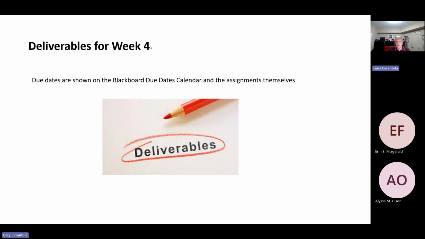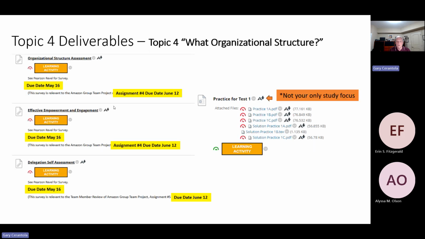So what are the deliverables? And this shouldn't be week 4; it should be topic 4. So there are 3 surveys. They're due May the 16th, on organizational structure assessment, effective empowerment and engagement, and delegation of self-assessment. But I want to put your attention to there are practice tests in topic 4. I've shown this before, but there are basically 3 practice tests. If you go through and take a look at them, it'll give you a sense of what the questions will be like in test number 1. So we're going to talk a little bit more about test number 1, even though I covered it last week, really to give you some rich information to be able to do the best that you can do.